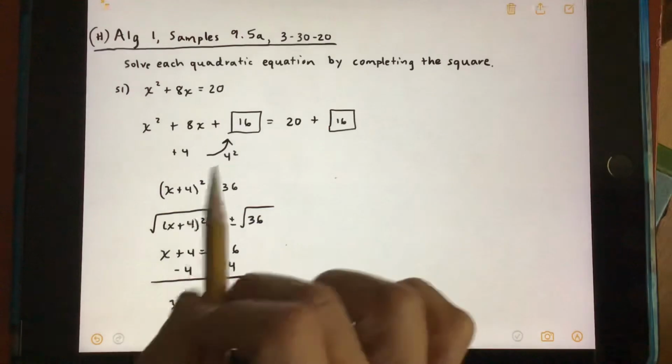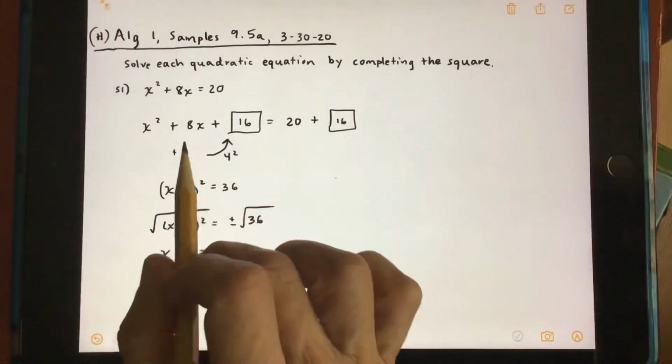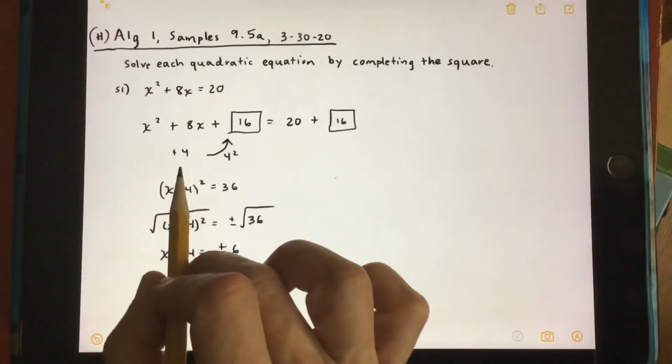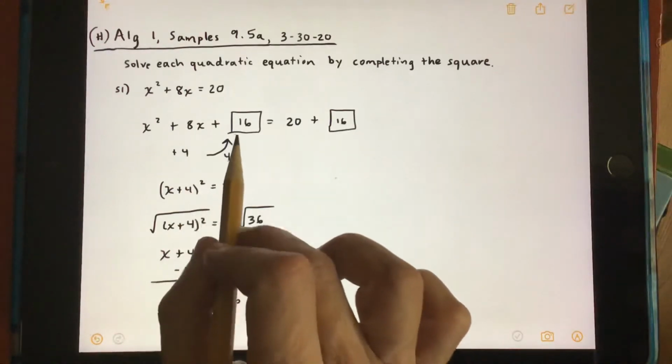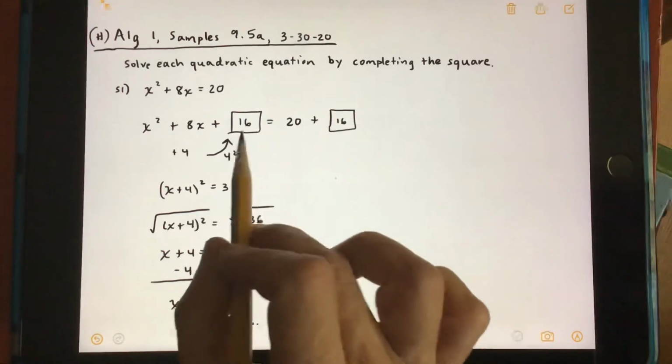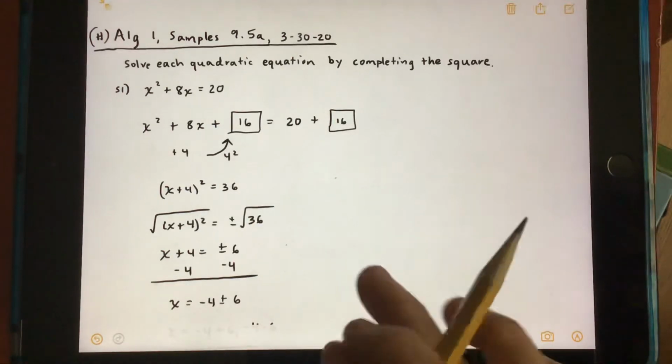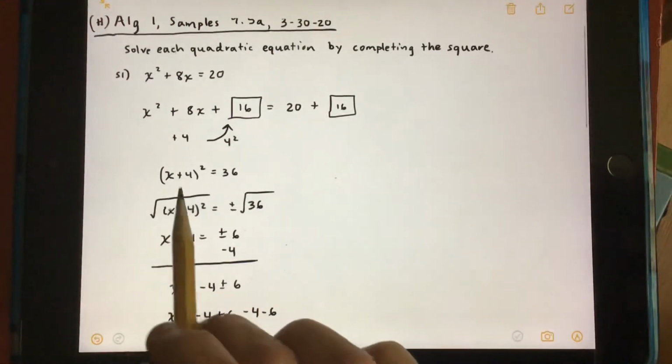All right, to figure out what goes in the box, we're going to take the coefficient on the x term and divide it by 2. That gives us a positive 4. We're going to square that 4 to get 16. So we're going to put 16 in both of those boxes on both sides of the equation so that we know what we're doing is true and valid. Then we're going to simplify here.